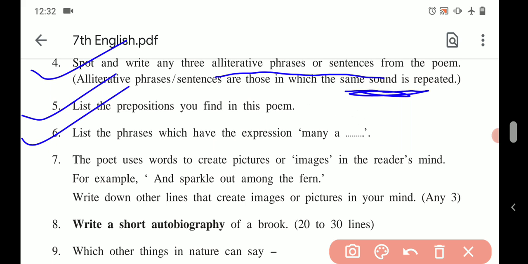Sixth activity, list the phrases which have the expression many a. So find such lines which include these two words. Which are those? Many a. For example, many a curve. Next example, many a field and fallow. So you have to find all of them.